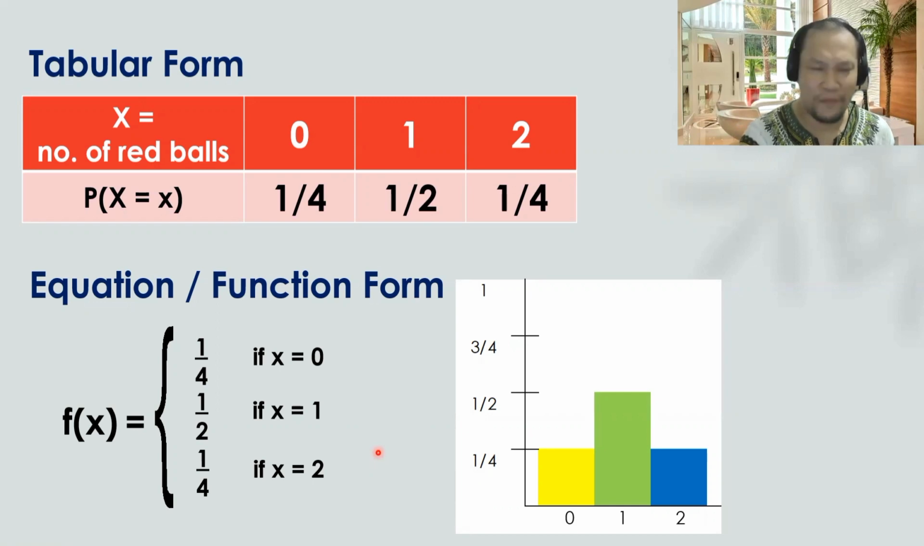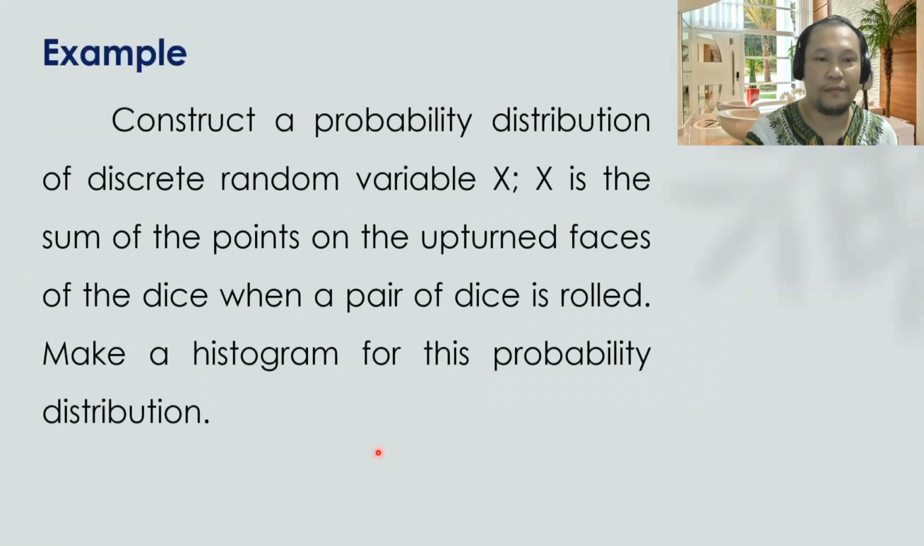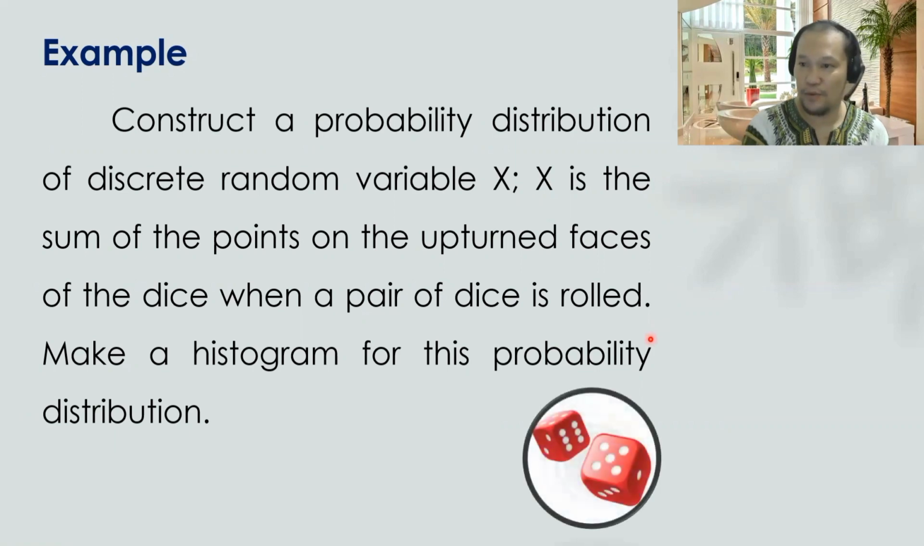Okay, and to further learn with our discussion, let's proceed with another example. Example number 2: construct a probability distribution of a discrete random variable x such that x is the sum of the points on the upturned faces of the dice when a pair of dice is rolled. Make a histogram for this probability distribution.